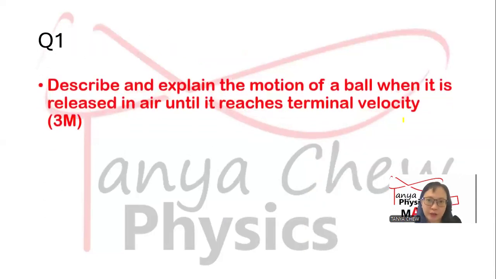Now, question number 1. Let me discuss this because terminal velocity seems to be very important in your paper form. Describe, not just describe what you can see, but also explain the motion of the ball. Motion, remember, is related to movement of the ball when it is released in air until it reaches terminal velocity. Now, 3 marks is being given right here.